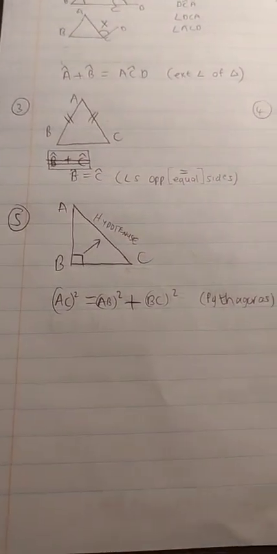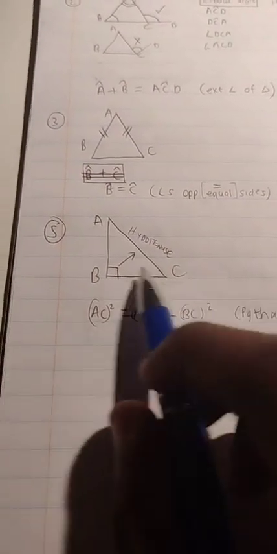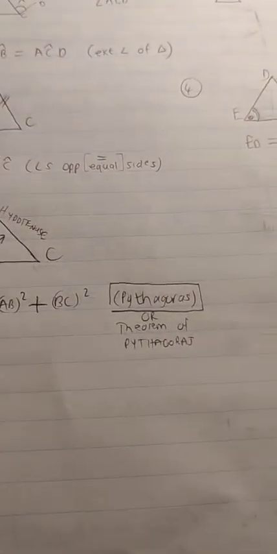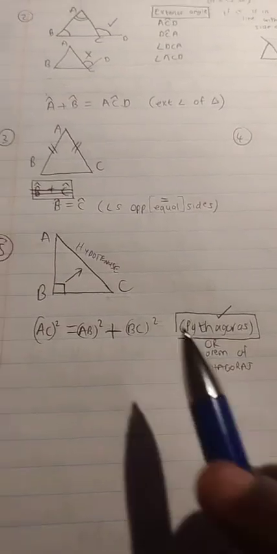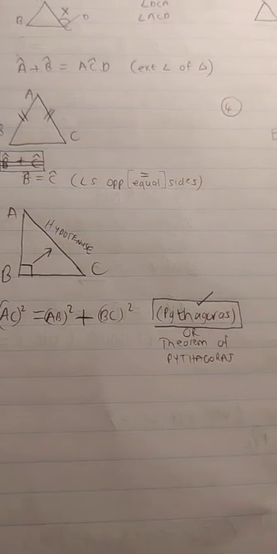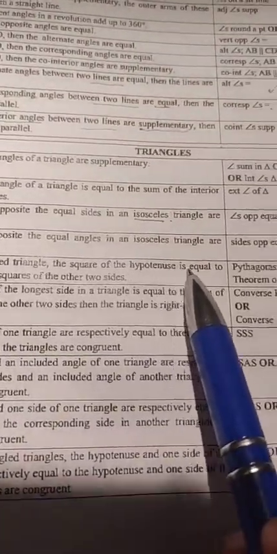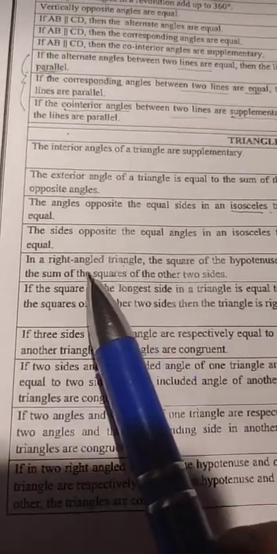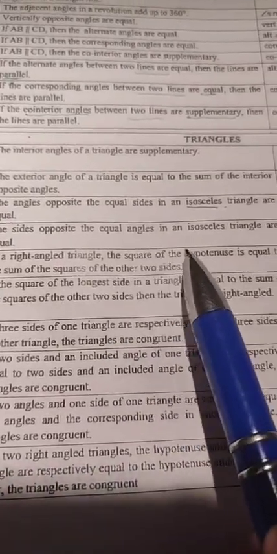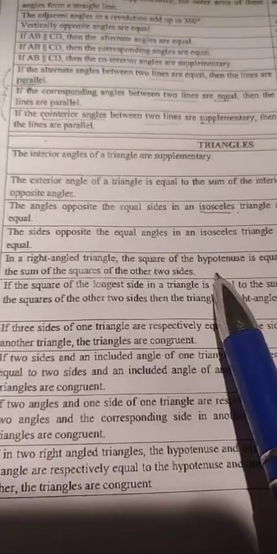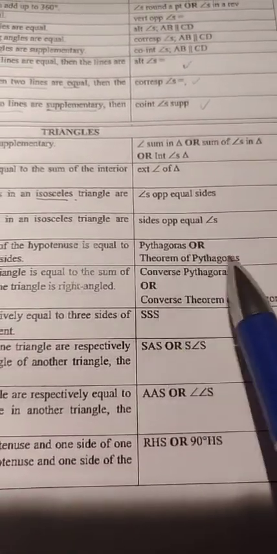Pythagoras. Whenever you use Pythagoras, it's important that you write the statement as per the theorem, but you also must indicate the reason, Pythagoras, or you can say theorem of Pythagoras. I usually say to my learners, for the sake of saving time, writing "Pythagoras" would be the simplest and quickest way to write the reason. Here it is: in a right angle triangle, the square of the hypotenuse is equal to the sum of the squares of the other two sides. Pythagoras, or theorem of Pythagoras.